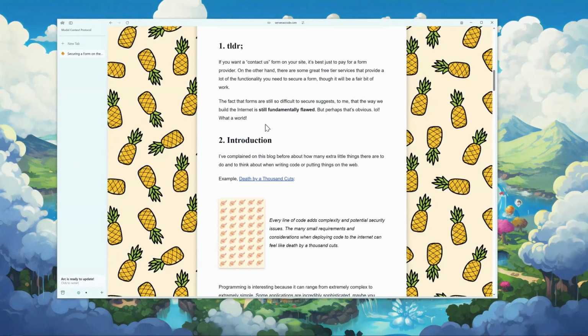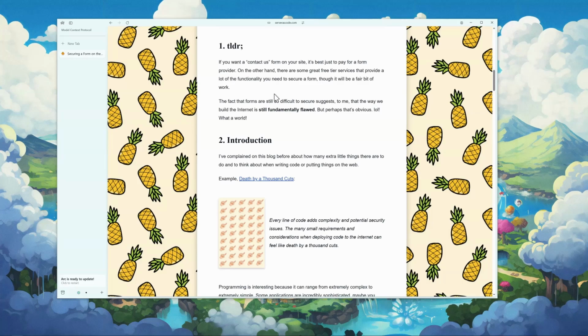The too long didn't read is that if you want a contact us form on your site, it's best just to pay for a form provider of some kind. That's the easiest thing to do. It could be a little bit expensive over time, but ultimately you need a good contact form. That's the best thing to do.